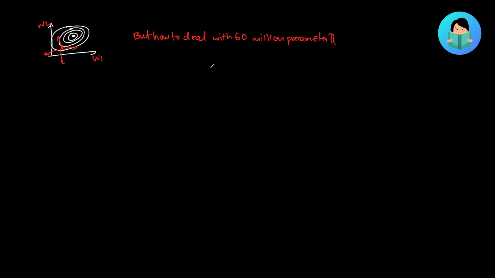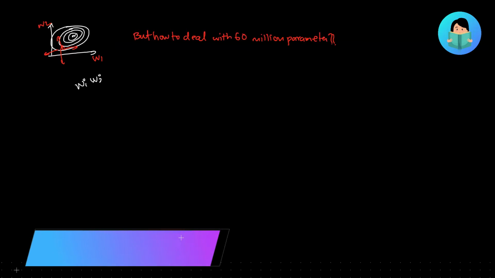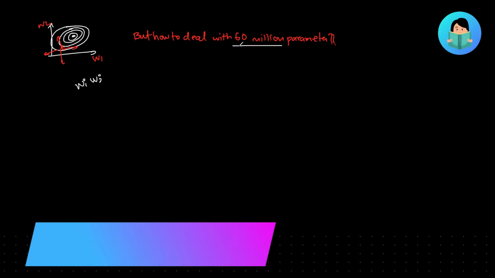Okay, guys. So in the last session, what we understood was that this is the problem that we technically have. We have to find out the right movements from where we started, the initial W1 naught and W2 naught, in the particular simple structure that we drew in the first two sessions, to reach the peak. But the problem was: how do we do it when we have 60 million parameters?